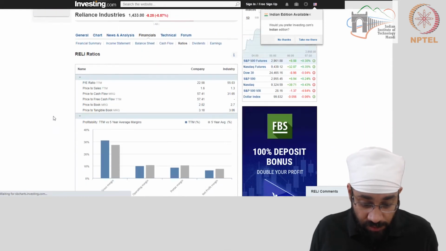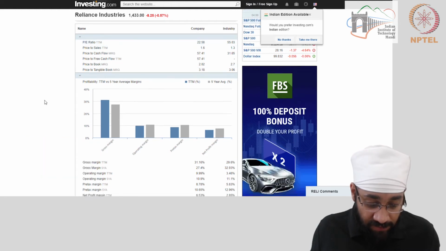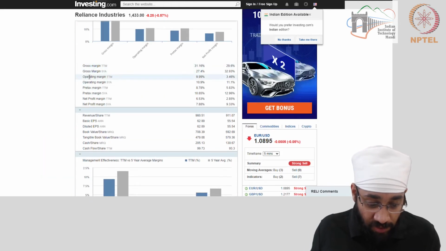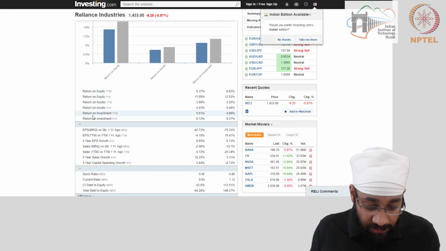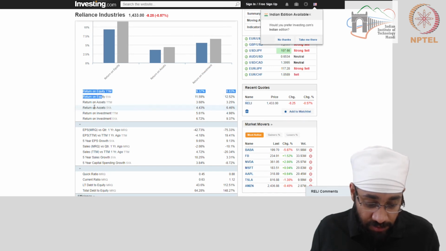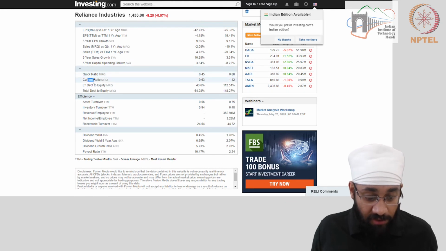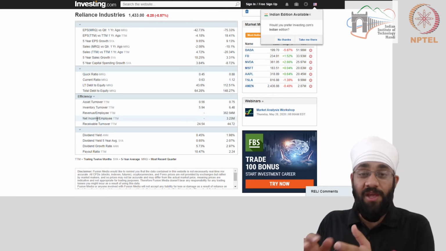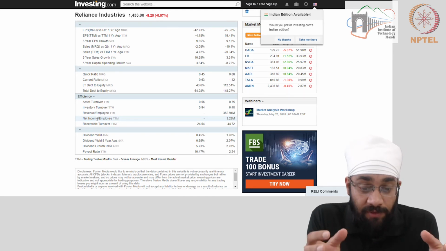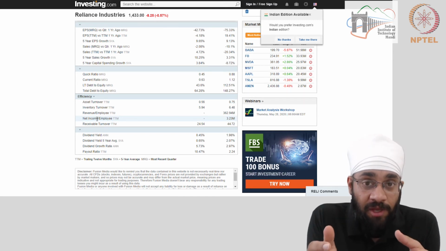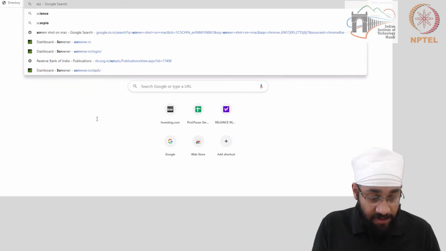Okay, what ratios do they show to us? You have PE ratio and then all different kinds of ratios they've calculated. You have gross margin, operating margin, net profit margin. You know about all of these ratios, return on assets, return on investment, quick ratio, current ratio. So all I'm trying to say is what we've discussed is what is practiced in the industry as well. So if you have gone through the videos carefully, you've learned these ratios, you should be able to go through these websites and learn a lot of things.